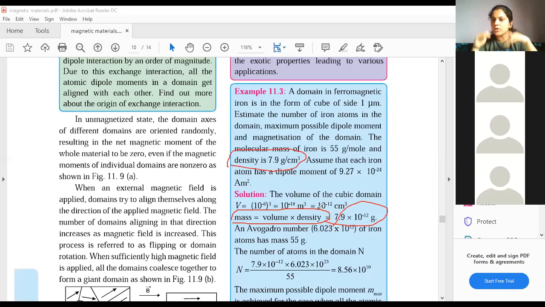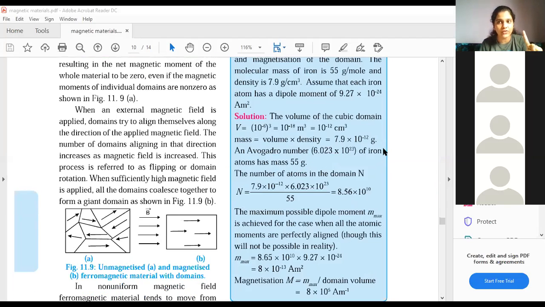So mass and molecular mass are given in the question. Mass is not directly given. Instead of mass, density is given, so we can anyway find out the value for mass. Okay, mass upon molar mass gives me the number of moles, and into Avogadro's number is atoms in 1 mole. So if I multiply both of them, I'll get the total number of atoms, which is my first find. Okay, this is my first find.